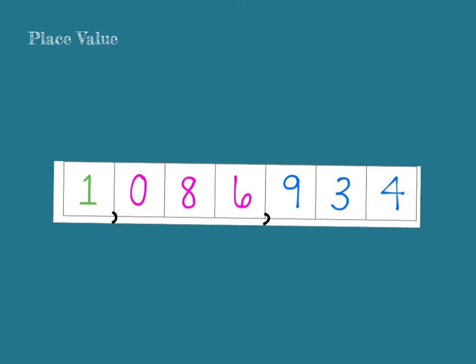In the meantime, let's go ahead and learn what each of these place values is called. We will start with the place furthest to the right, this 4. This is in the ones place. Moving to the left, where the 3 is, this represents tens. So we have 3 tens in this number.